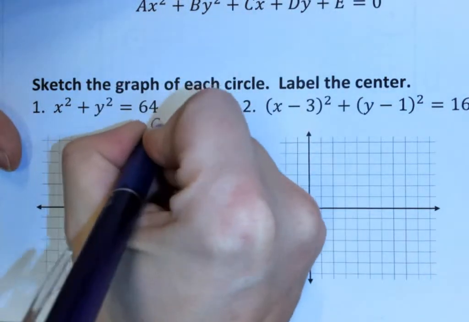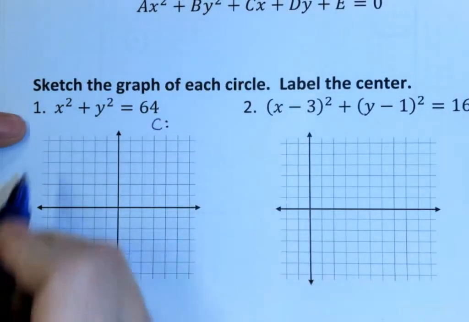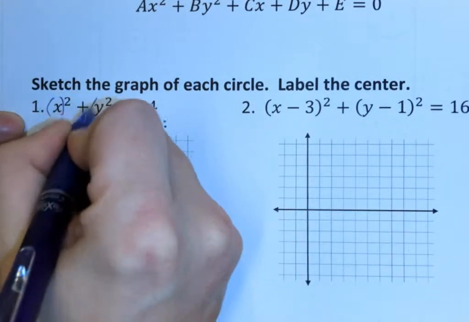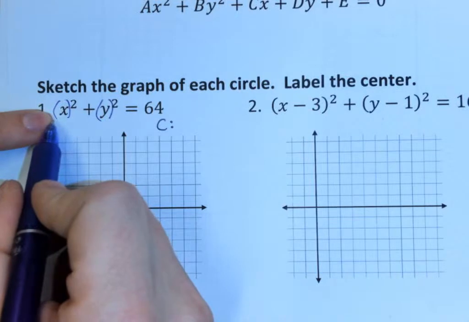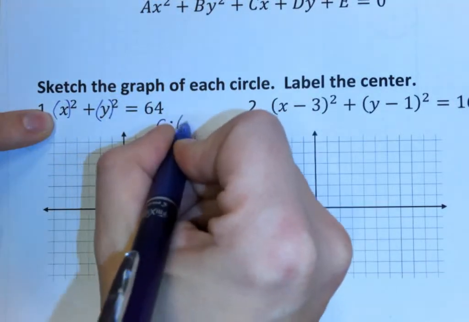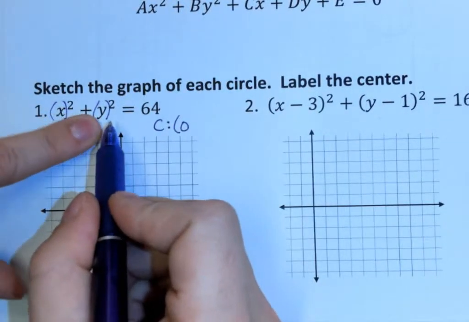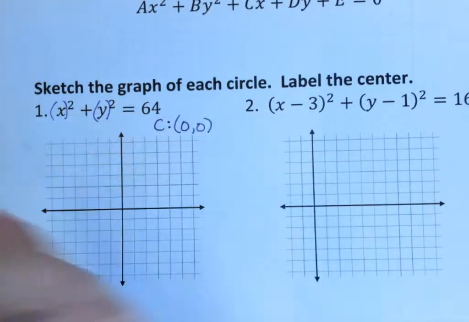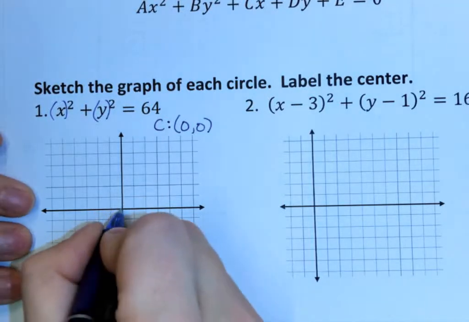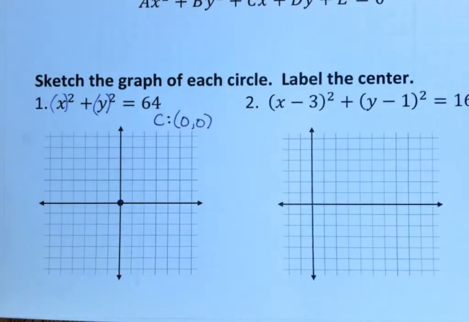So if I look at this, the center is inside my parentheses. What is next to the x? 0. Ain't nothing there. What's next to my y? 0. Hey, guess where my center is? 0, 0. It's at the origin. Woohoo! That's it.